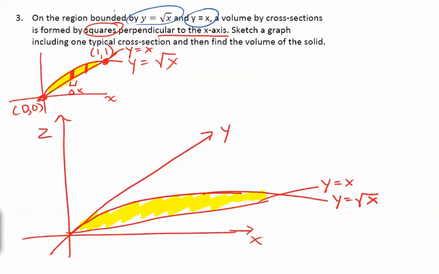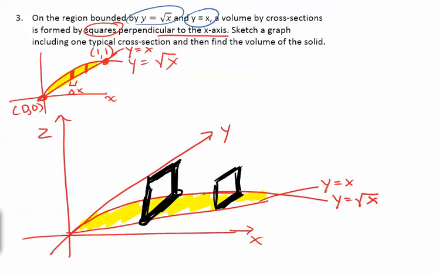And our typical cross sections are going to be perpendicular to the x-axis, so make them parallel to the y-axis. That's important for your perspective. And we're building squares. So the thickness of this square is a dx. And of course, if I drew that square over here, it would be a little bit shorter. So it doesn't matter where you choose to draw a typical rectangle.